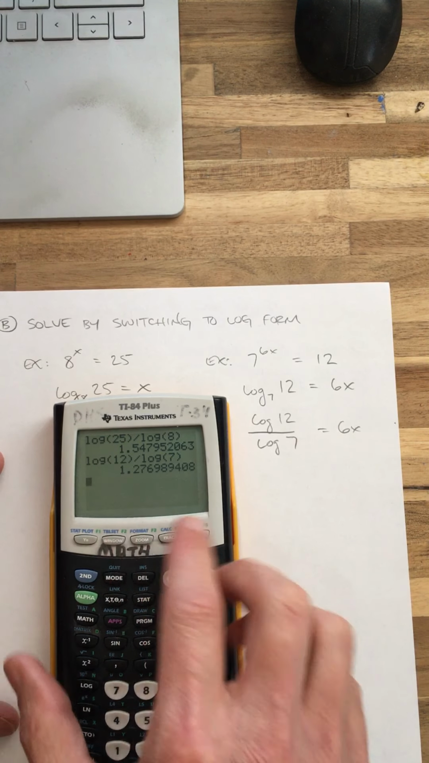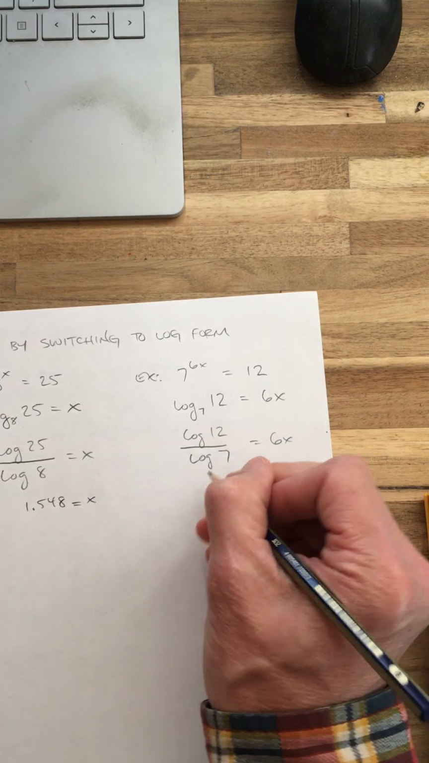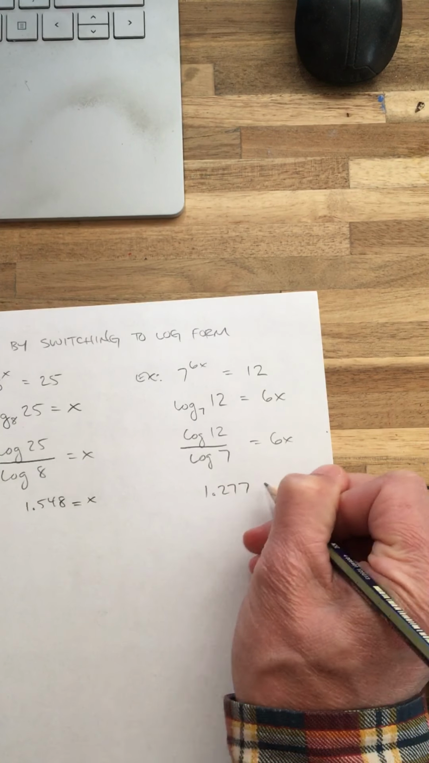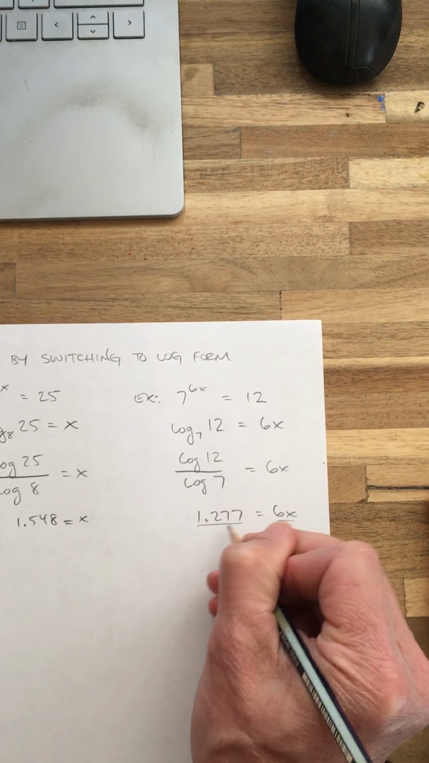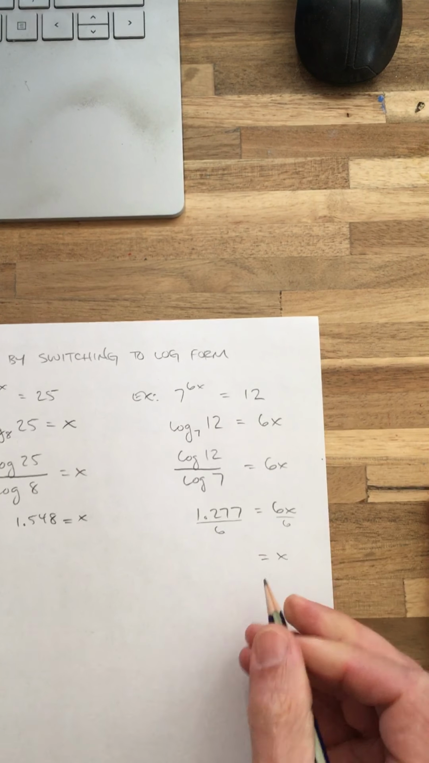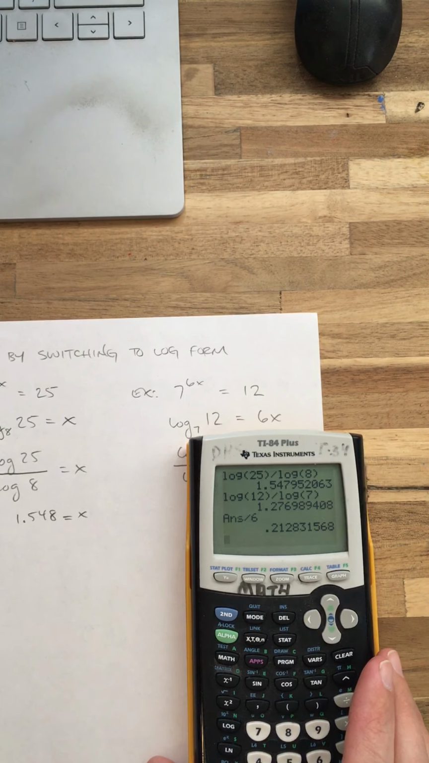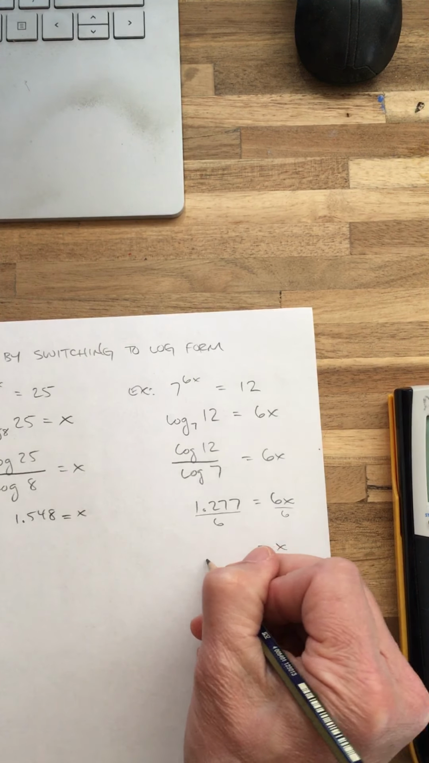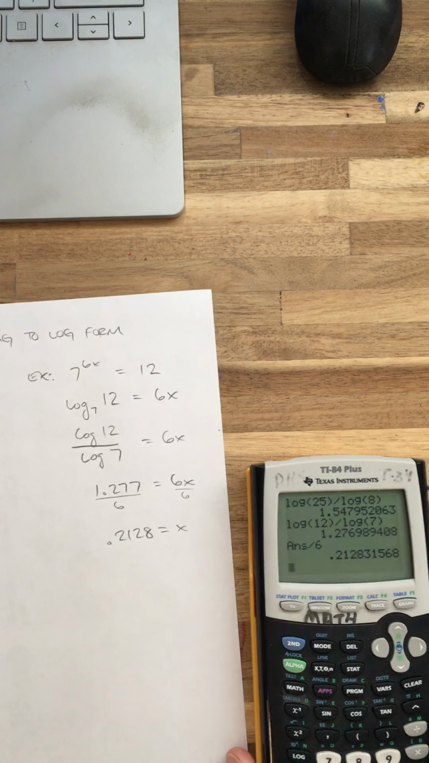That equals 1.277. So 1.277, that equals 6x. And now divide by 6, right? Divide by 6. So x is equal to, I'll just divide this by 6. x is equal to 0.2128. 0.2128. Okay, that's how we're going to do those.